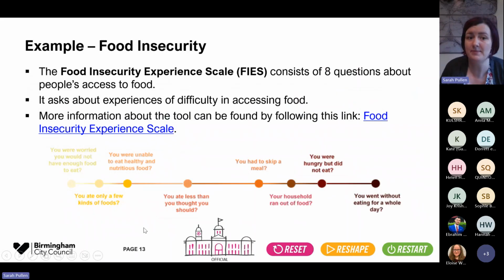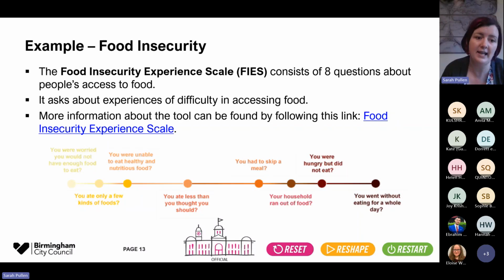Another really important concept is food insecurity. So this food insecurity experience scale, the FIES, it consists of 8 questions about people's access to food. And what's really important about food insecurity is that we want to not only capture how many people experience food insecurity across the city, but also how severe it is, because there's different levels of severity.